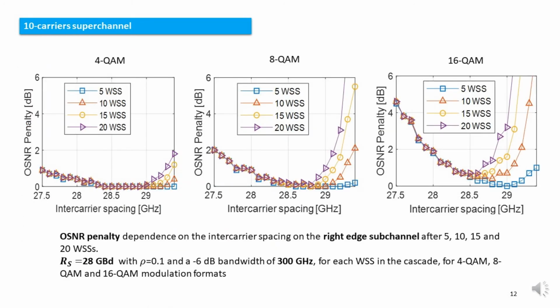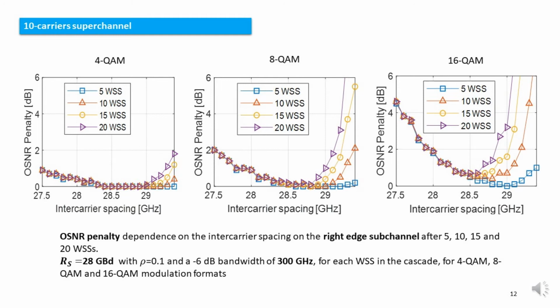Now we select the right edge subchannel, and for 3 modulation formats, we see how the intercarrier spacing influences the OSNR penalty. With the lower intercarrier spacing, the penalty is related with crosstalk, and for a higher intercarrier spacing, the penalty is related with the WSS filtering.